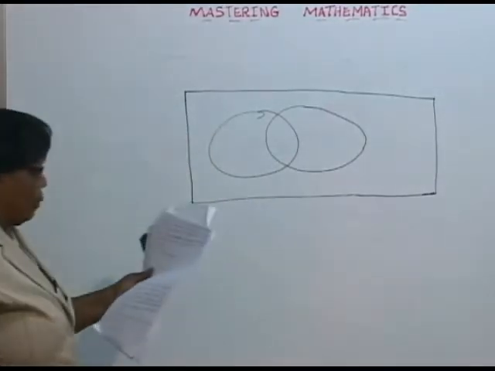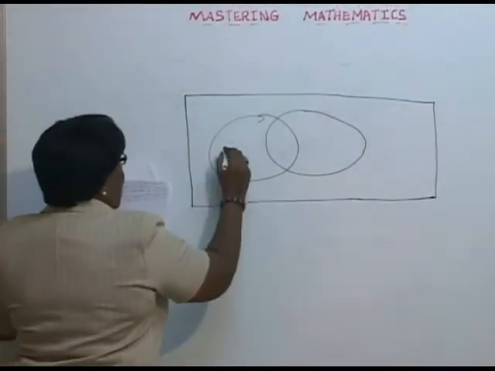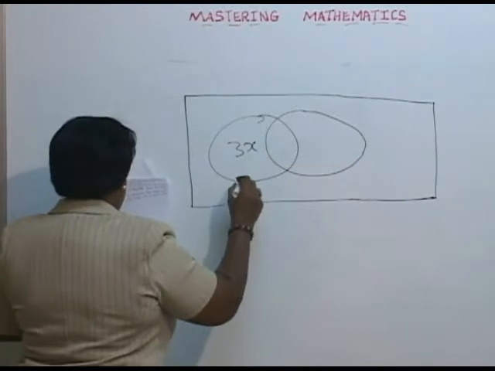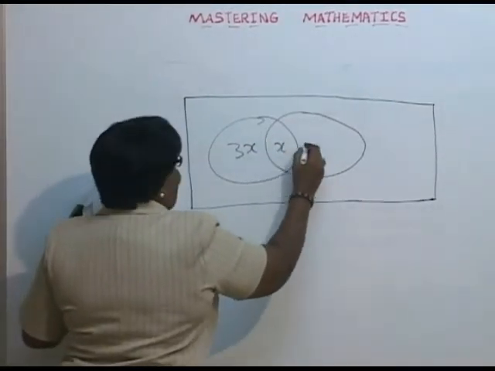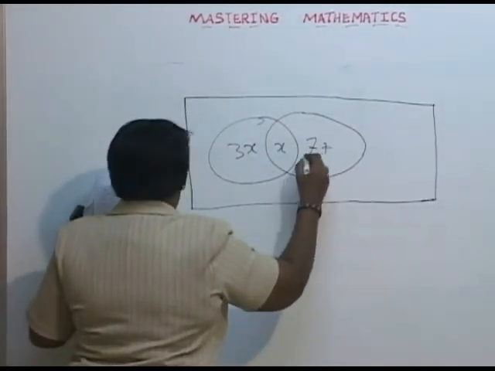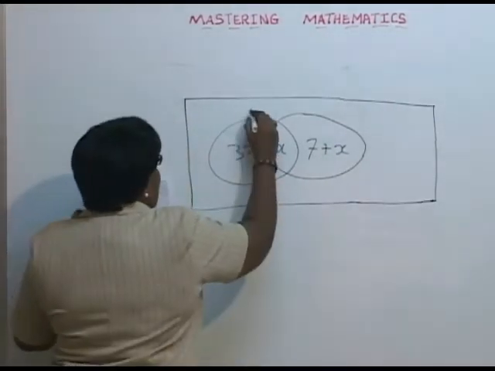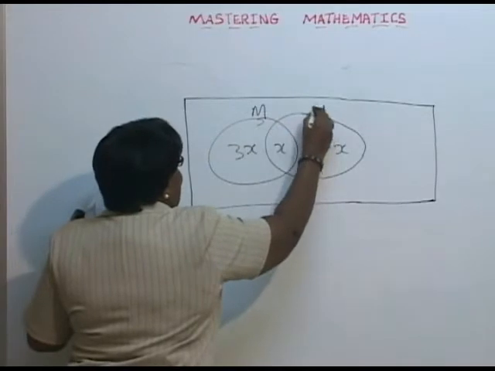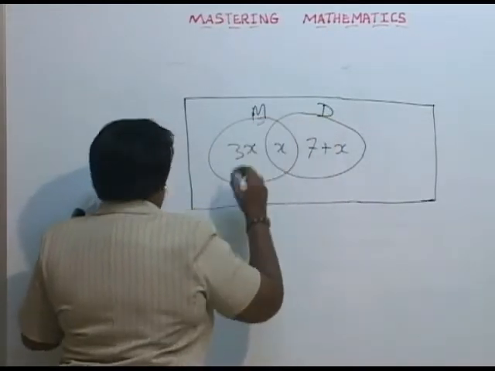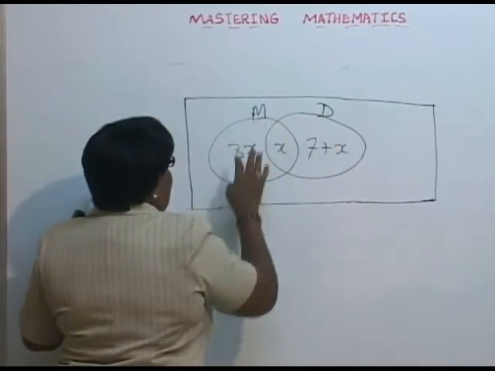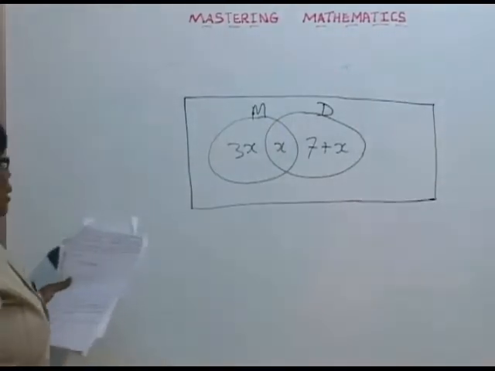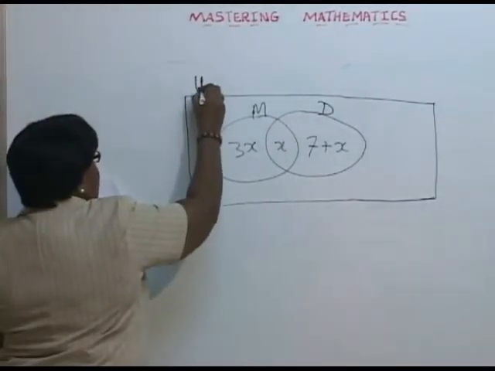Here using this stuff, okay? So this is now 3x, and this is x, and this is 7 plus x, all right? And this is M, and this is D, the name of the sets, okay? And they've given us the universal set.